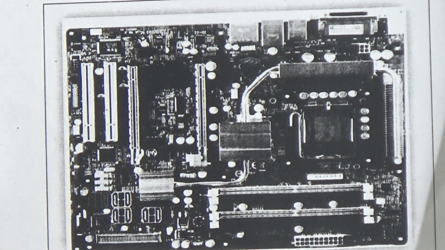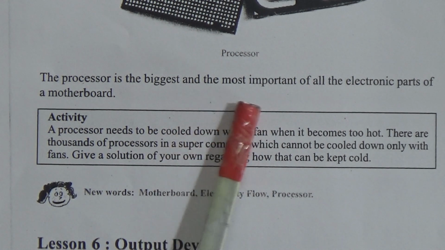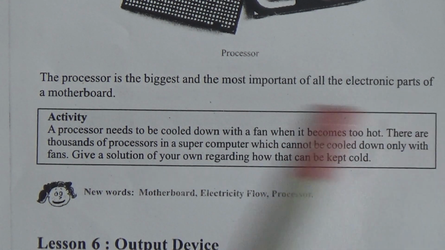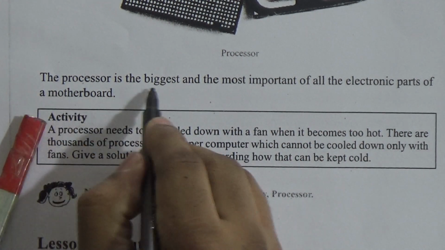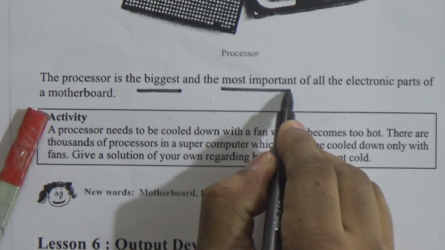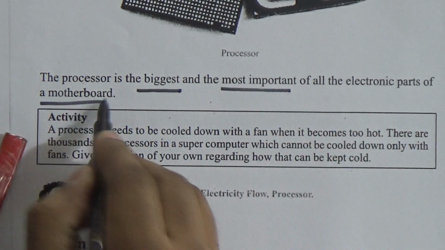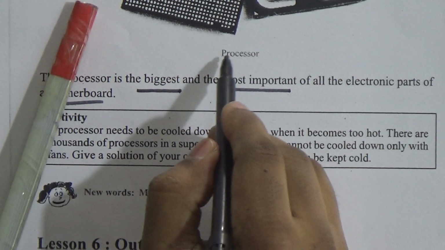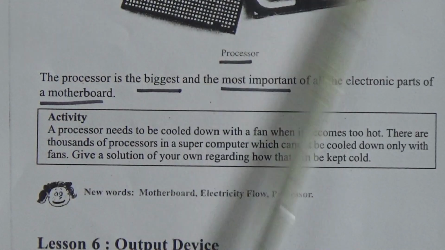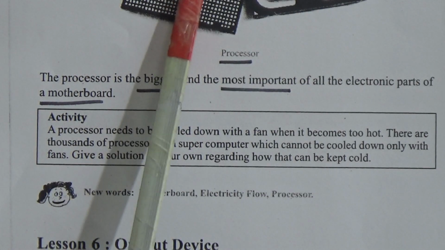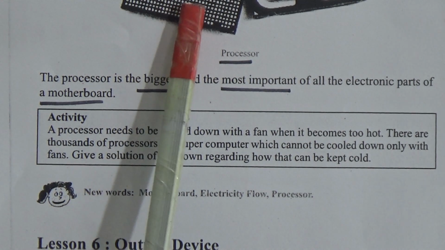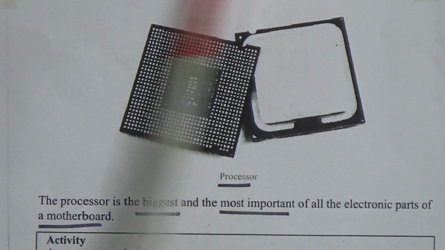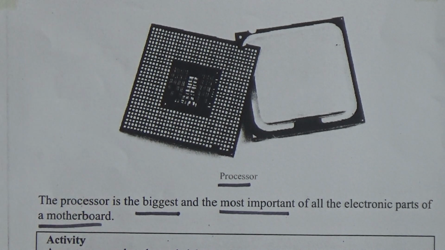When moving to next page, the processor is the biggest and most important of all the electronic parts of a motherboard. Okay, you can see this is the processor we see inside a computer. If we dismantle a computer, we can see this processor. So, my dear students, this is our today's lecture.